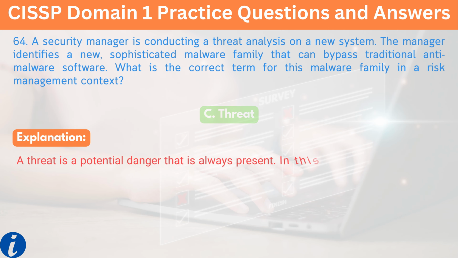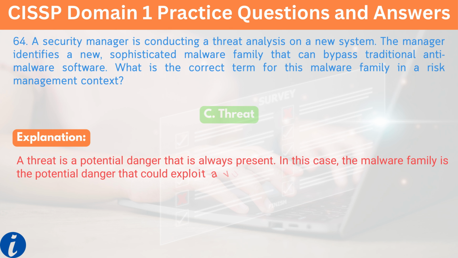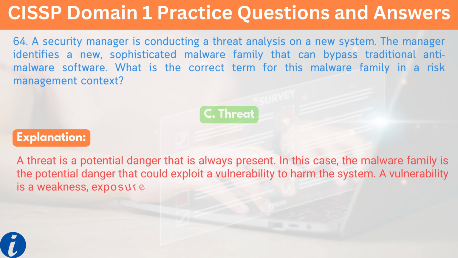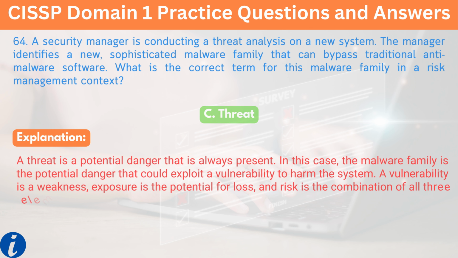Threat. Explanation. A threat is a potential danger that is always present. In this case, the malware family is the potential danger that could exploit a vulnerability to harm the system. A vulnerability is a weakness, exposure is the potential for loss, and risk is the combination of all three elements.